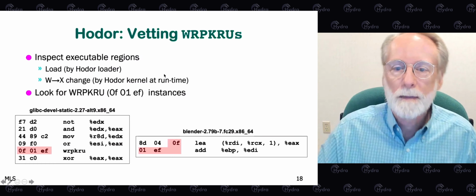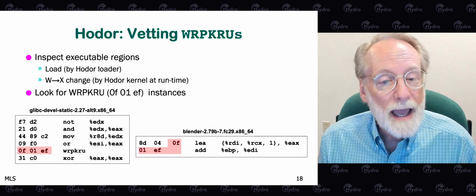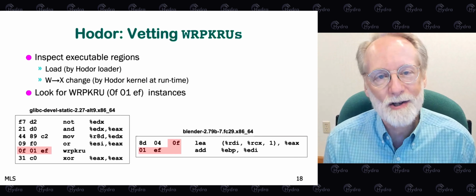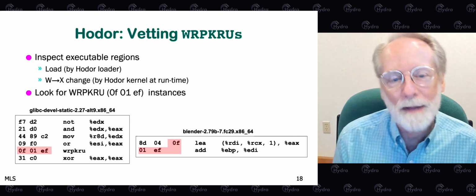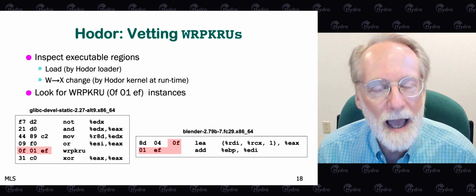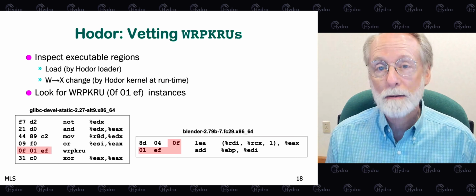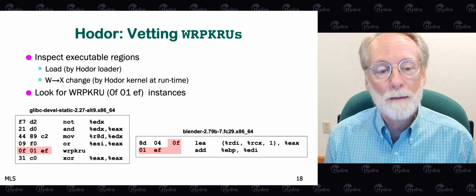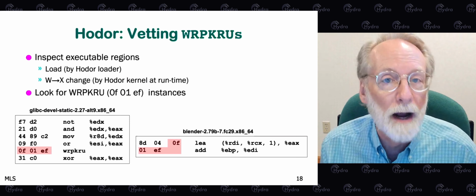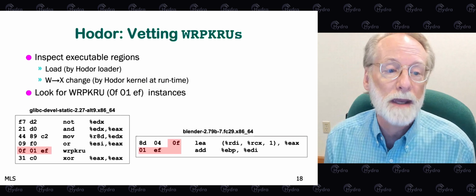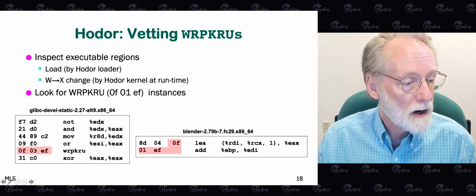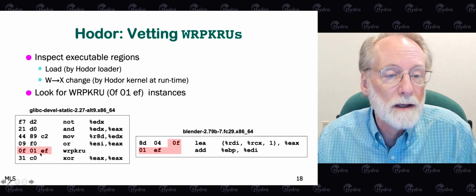And Hodor does. So the PKRU register is written by an instruction whose acronym has the very long name WRPKRU, and it has the binary representation 0F01EF. So the Hodor loader, which brings an application into memory to run, scans that application's binary for any occurrence of the 3-byte sequence that's capable of changing the PKRU. That can happen because there is a real WRPKRU instruction, as shown in the left in this figure.